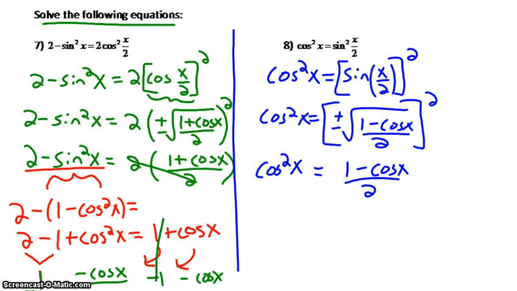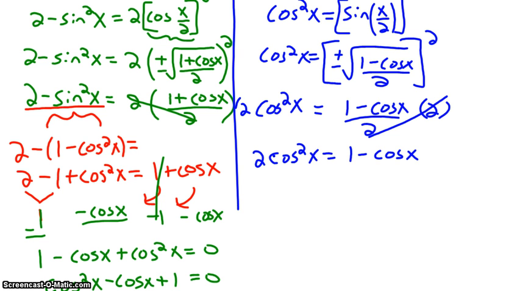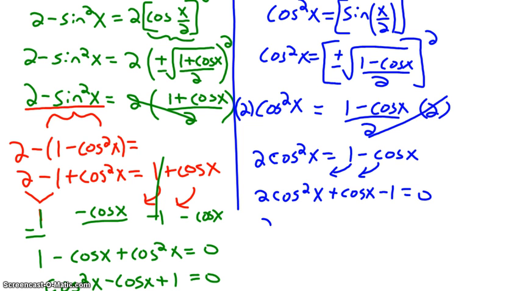Now I like this because everything is in terms of cosine. So what I really have is 2 cosine squared x equals 1 minus cosine x once I multiply each side by 2 to get rid of the fraction form. This will give me then 2 cosine squared x plus cosine x minus 1 equals 0 when I bring the 1 and the negative cosine to the left side. Is this factorable? Well, of course it is. They want us to have great success, so they make it nice and factorable.